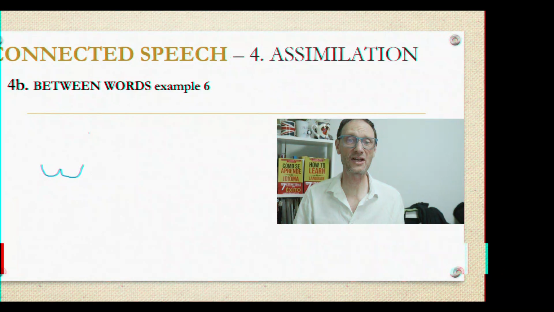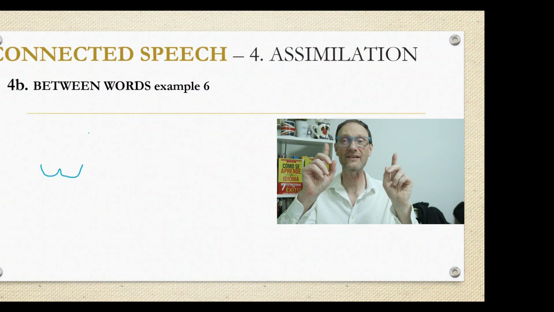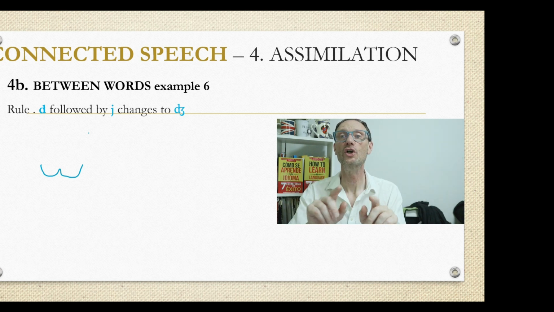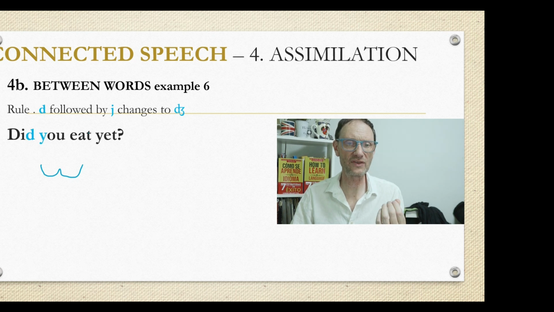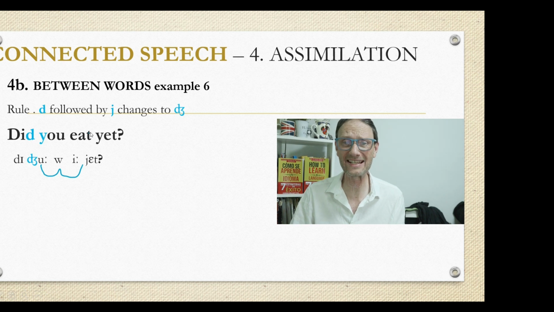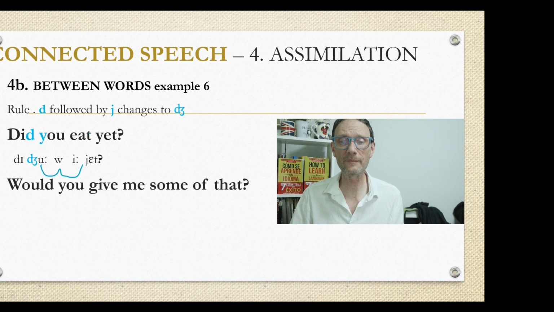Let's have another example of assimilation, when we have a D followed by a Y, and that becomes J, like George. This is very common. You've seen it with did you eat yet? And remember, we're also incorporating here an intrusive W, which you may not have remembered. Did you eat yet? And we've also eliminated the T in eat. So we're bringing all of the features of connected speech together in one. Isn't that amazing?